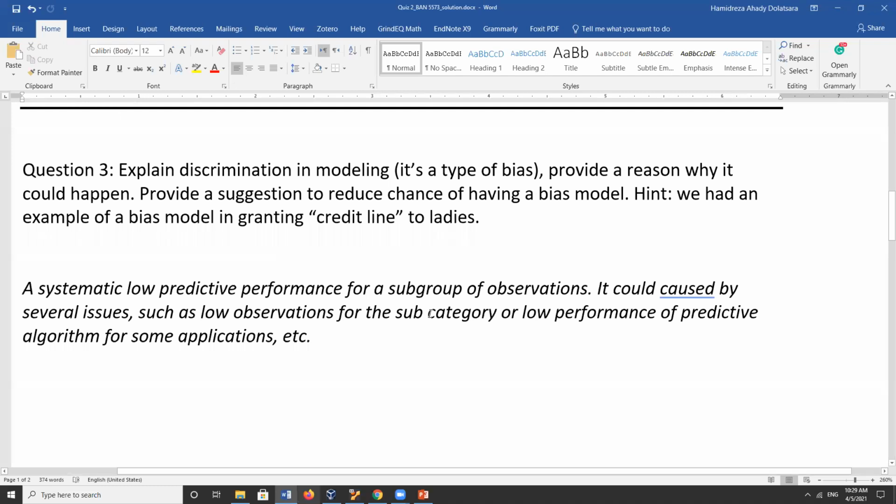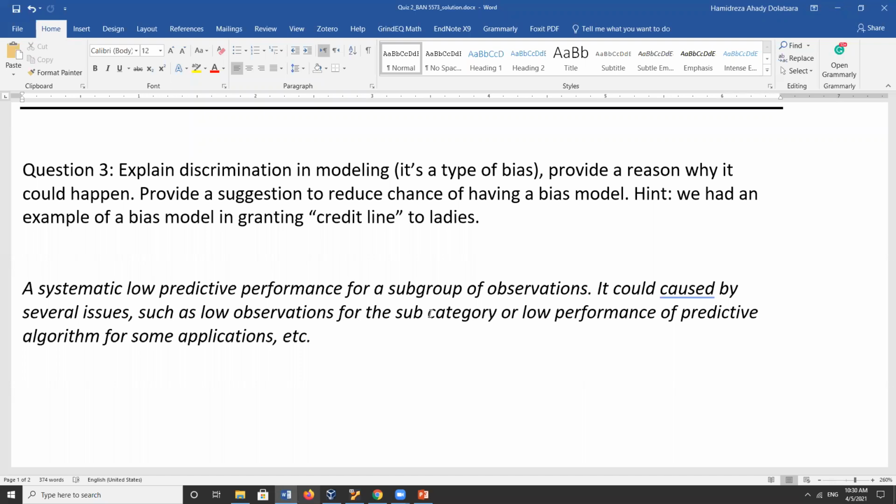Question 3, explain discrimination in modeling. It is a type of bias. Provide a reason why it could happen. Provide a solution to reduce the chance of having a biased model. Hint, we had the example of a biased model in granting credit lines to ladies. So, a systematic low predicted performance for a subgroup of observations. For the credit card example, we saw that for female applicants, the algorithm didn't give a good amount of credit.